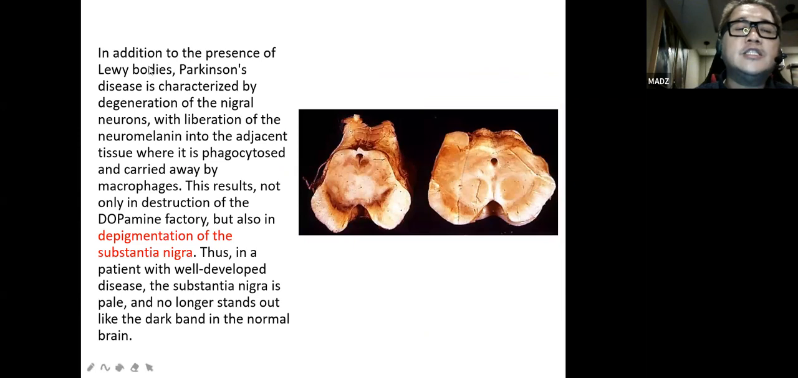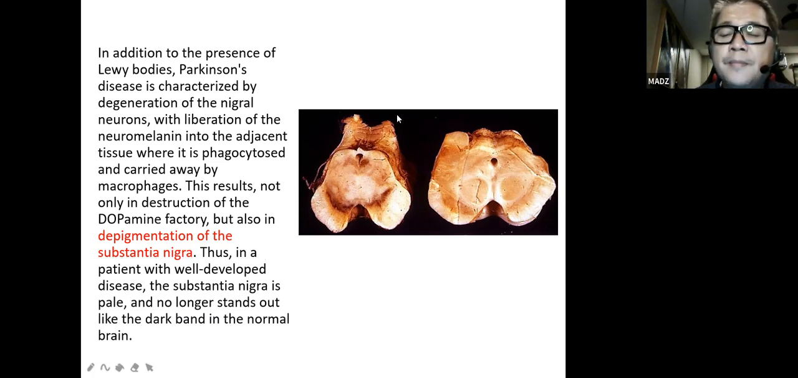So in addition to the presence of Lewy bodies, Parkinson's disease is characterized by the degeneration of the nigral neurons with liberation of the neuromelanin into the adjacent tissue, where it is phagocytosed and carried away by the macrophages. That's why it loses its pigmentation. So this results not only in the destruction of the dopamine factory, but also in the depigmentation of the substantia nigra. Thus, in a patient with well-developed or fulminant disease, the substantia nigra is pale and no longer stands out like a dark band in a normal brain.